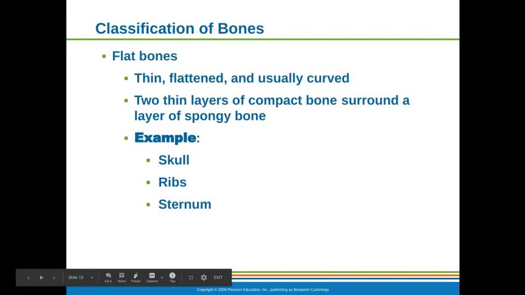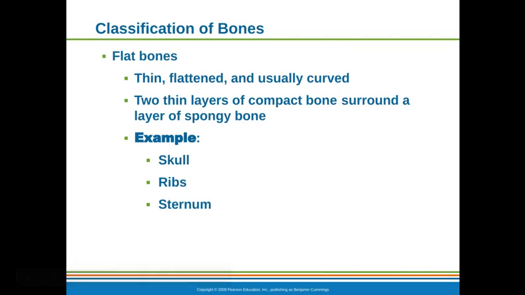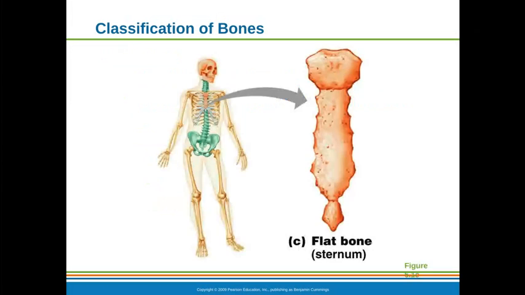Now, flat bones, these are thin, flat, and usually curved. They have two thin layers of compact bone that surround a layer of spongy bone. We find these in the skull, ribs, and sternum, respectively. Okay, so we see the sternum right here, and you'll notice this is actually three different bones. We'll talk about why that is important later in this chapter.